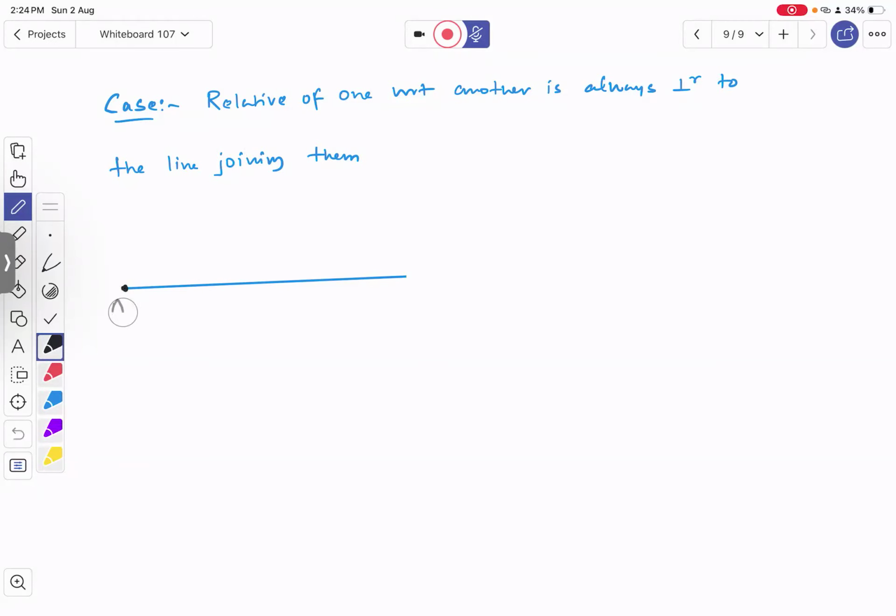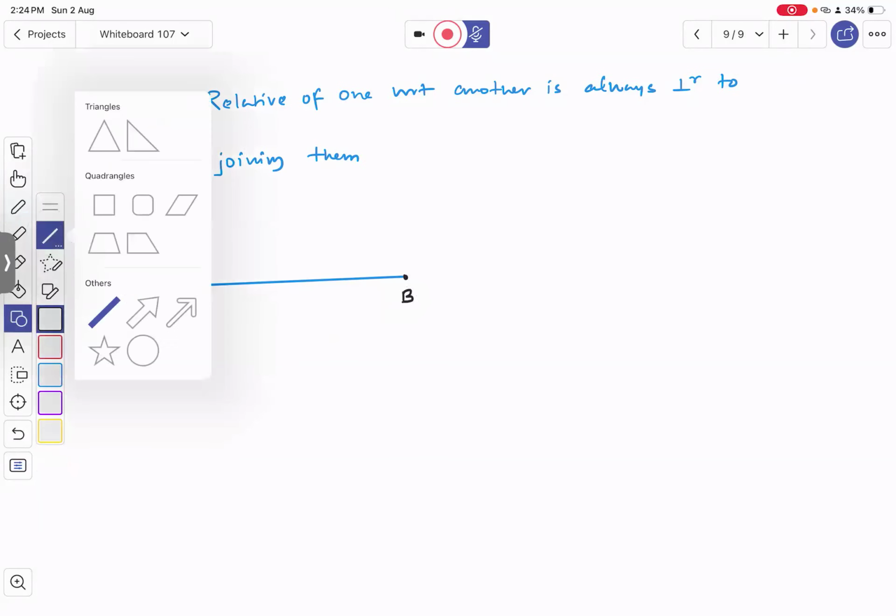Suppose at any moment it is given that A and B are having the solid velocities from the ground frame.